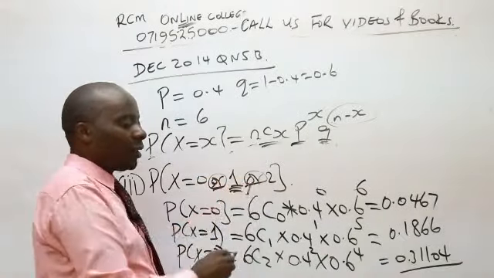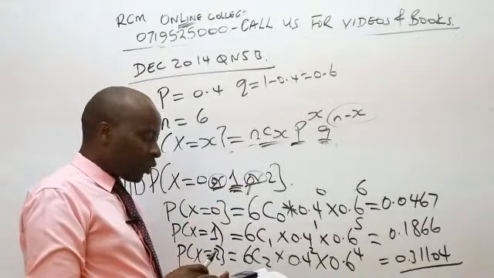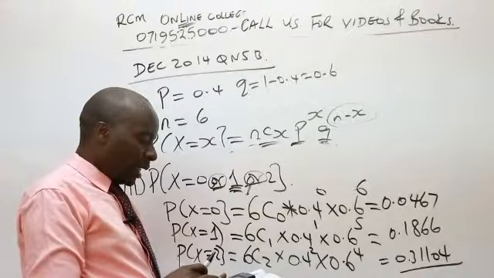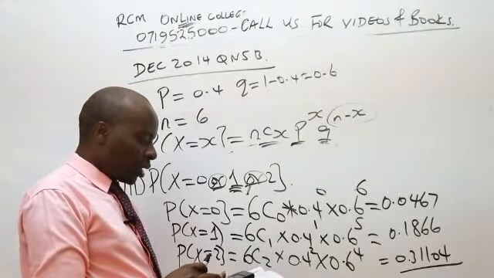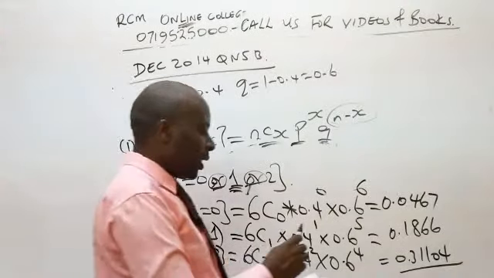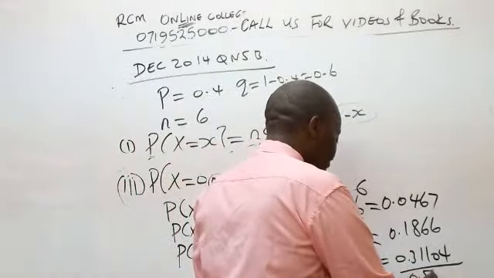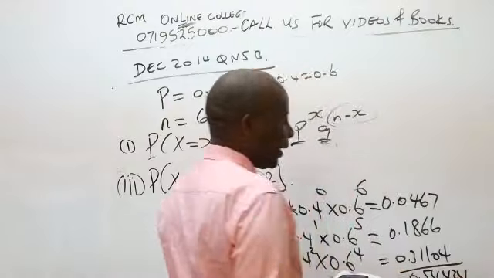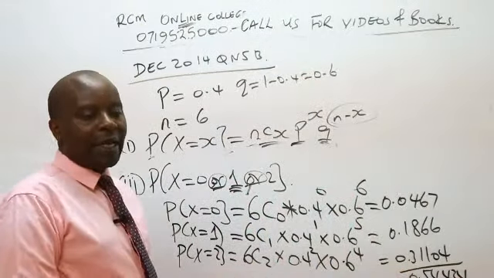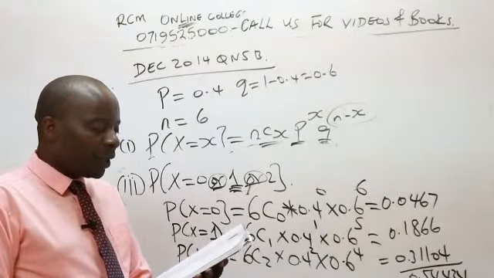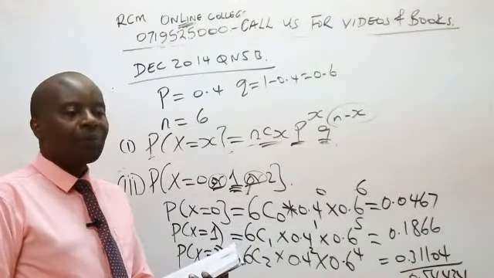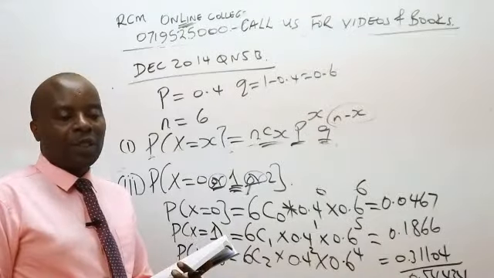So what you need to do is give us the total there, because "or" means you are adding. So please add: 0.31104 plus 0.1866 plus 0.0467. So please give us a figure here, which will be 0.54434, something like that. And that is the probability of X being at most 2.